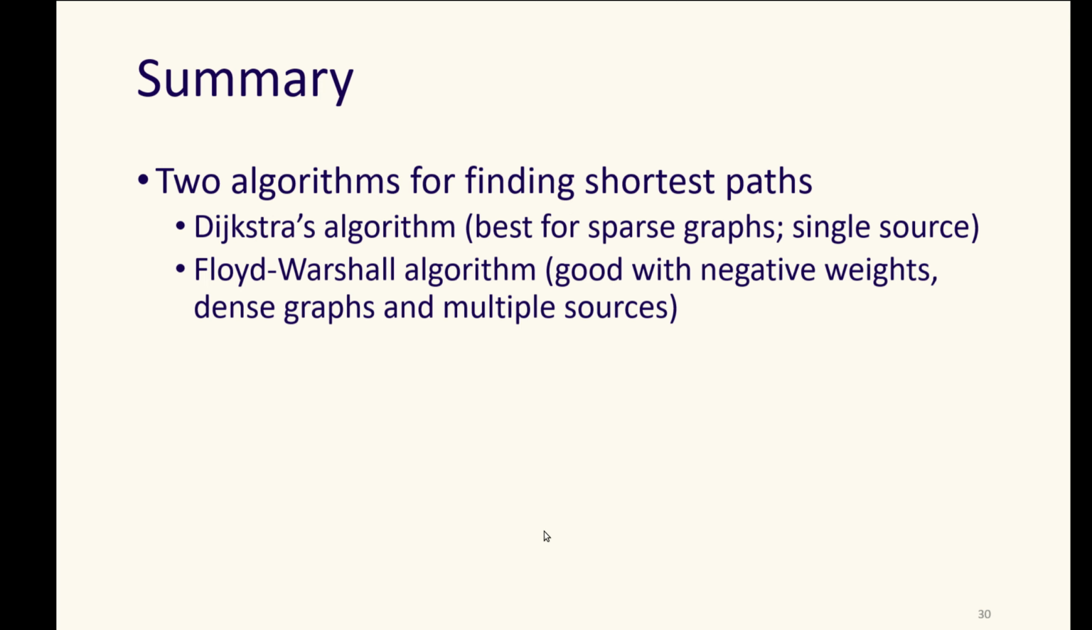So we have these two algorithms for finding shortest paths. Dijkstra's algorithm is good for finding from a single source the shortest paths to other vertices in the graph, and it does its best on sparse graphs that are not heavy on the number of edges they have. The Floyd Warshall algorithm will handle negative weights, which Dijkstra's can't, and it can do well on dense graphs where we really do need to know the distances from multiple sources.